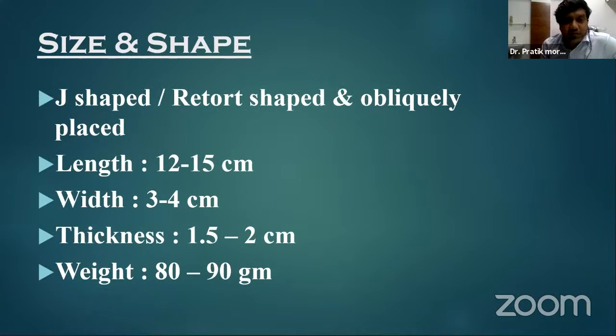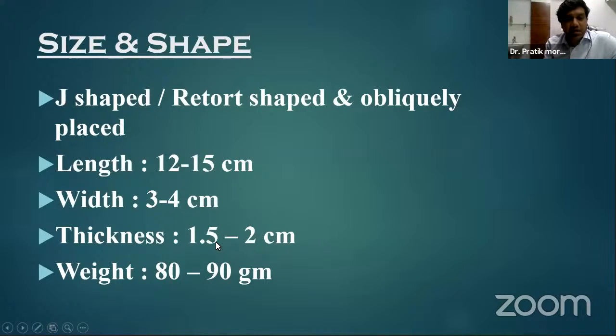Okay. Then size and shape. It is J-shaped or retort shaped. It is J-shaped or retort shaped, but the J is generally drawn like this, simple. But it is not exactly like that. It is like this. So that's why it is called retort shaped also, and obliquely placed. It is not horizontally placed, it is not vertically placed, but it is placed obliquely. Okay. Length is around 12 to 15 centimeters. The width is around 3 to 4 centimeters.